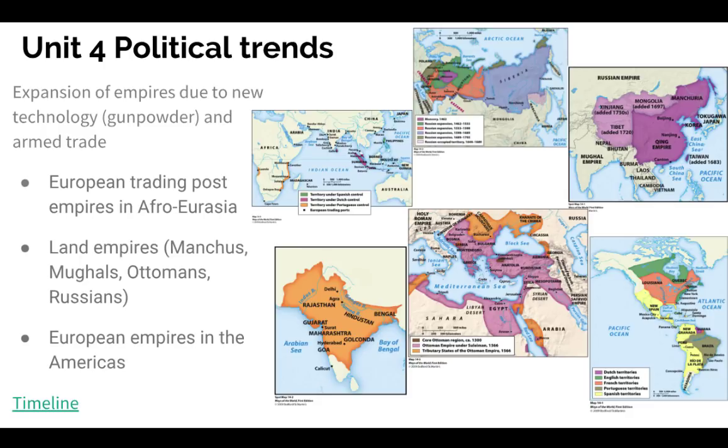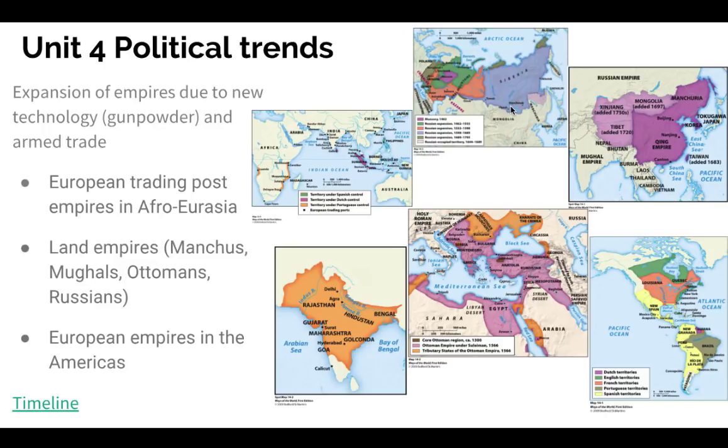So we've got the expansion of the Russian state, and remember that's happening because of the fur trade, right? People look at Siberia and think, why did the Russians want to control all that? It's because during the 1400s, 1500s, 1600s, there was a lot of money to be made in the fur trade.